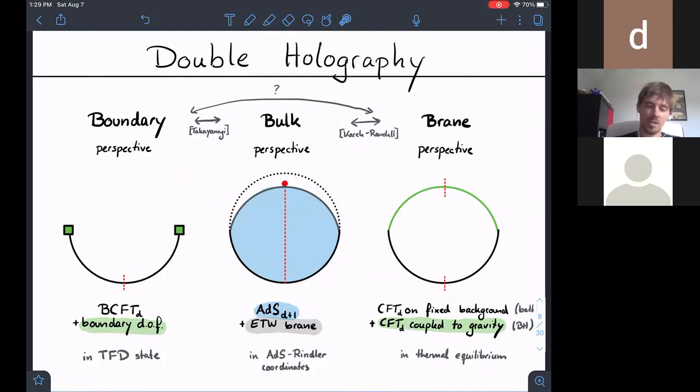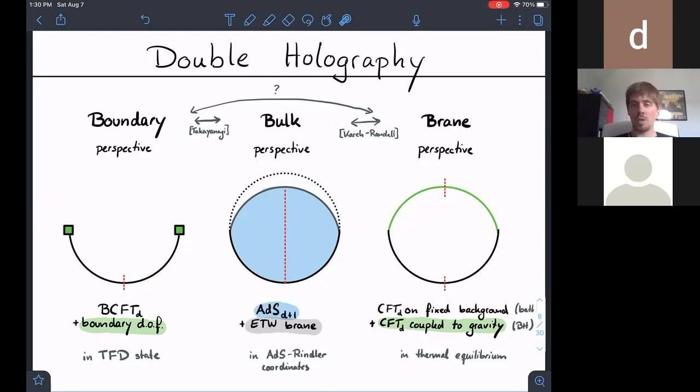So we find a horizon here, and I've just drawn the bifurcated horizon as this red dashed line. Now, what this means in the boundary perspective is that I essentially split my system into two parts, to the left and to the right, which are entangled in the thermofield double state.